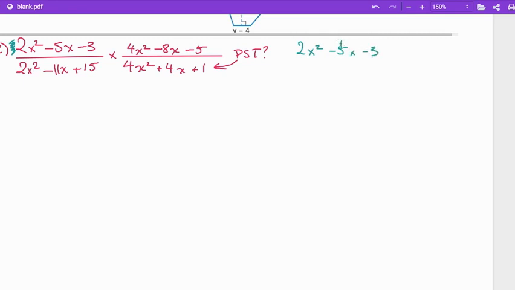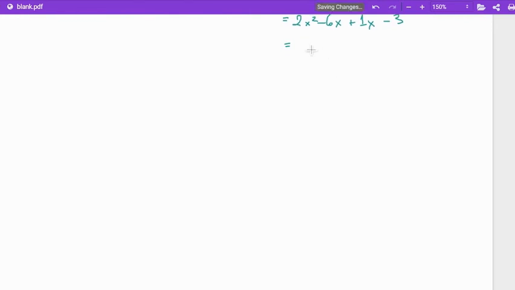Looking for two numbers that add up to negative 5, multiply to give me negative 6. So add up to equal negative 5, multiply to equal negative 6. Is it going to be negative 6 plus 1? Yes, negative 6 plus positive 1. Okay, so let's decompose. Don't forget your equal signs. Okay, we're going to factor by grouping.